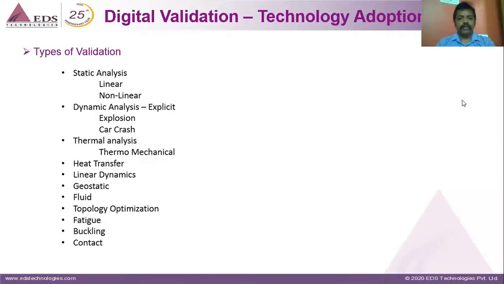Coming back to static analysis, there is linear. Linear means we consider that the material behaves in a linear format. Though the material might have a nonlinear curve, we only consider up to the yield point. That becomes your linear analysis. And if nonlinear comes into the picture, that means I'm going to consider the complete stress strain curve of that particular material, where I want to predict the failure even at the last stage, which is the ultimate.